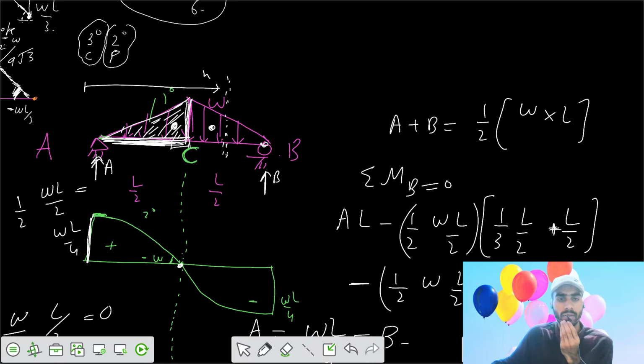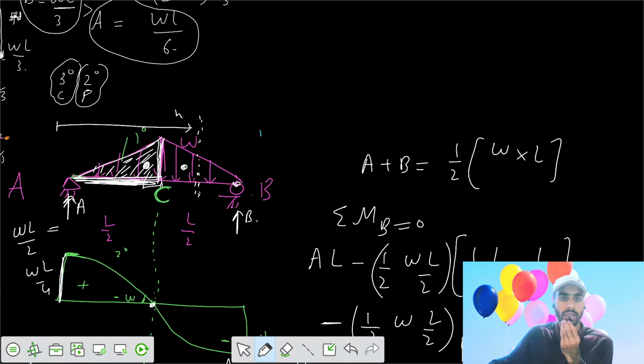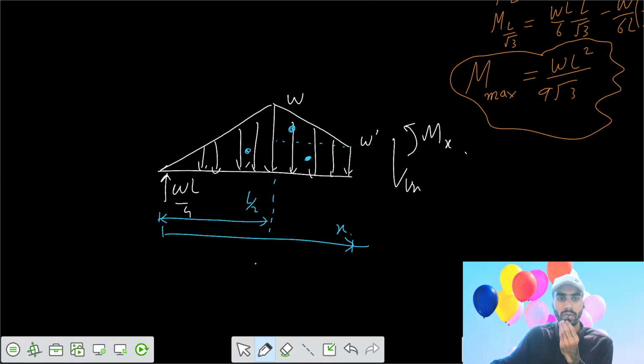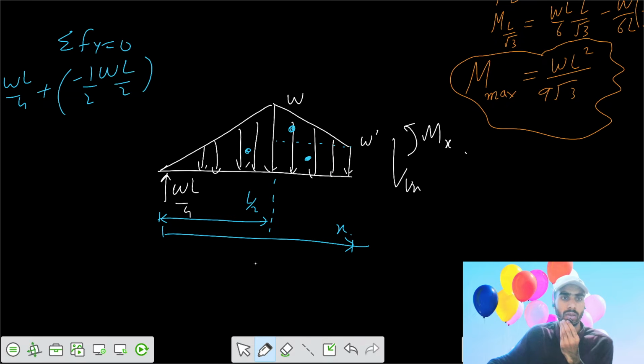The next case was that if you cut a section from here, since the beam was symmetric, there was no need to cut this section. If you cut this section, it would take more time to solve. Then we need to do summation Fy equals to 0. Then we write WL by 2 minus the area of this triangle, 1 by 2 W per L by 2, and then downwards the area of that trapezium.